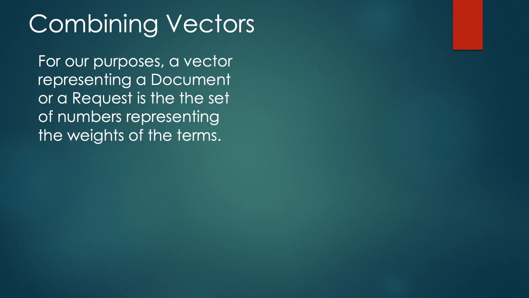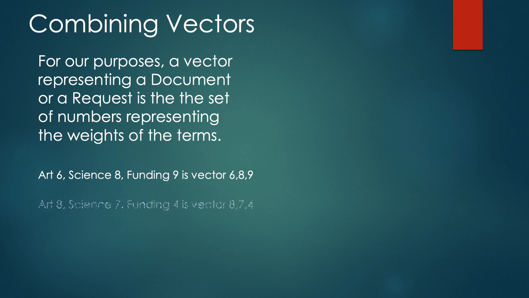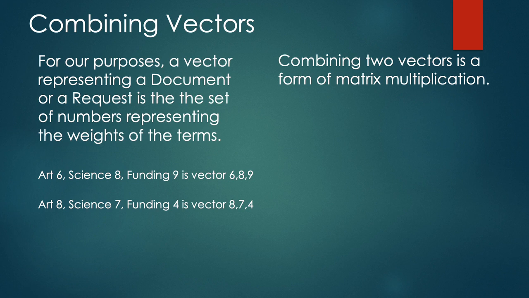So again, for our purposes, a vector representing a document or a vector representing a request is the set of numbers representing the weights of the terms. For us, that means our request is Art 6, Science 8, Funding 9. The vector is 689. One of the documents, the vector is 874. So combining those two is a form of matrix multiplication. Don't have to worry about that at the moment technically, but it's fairly simple.